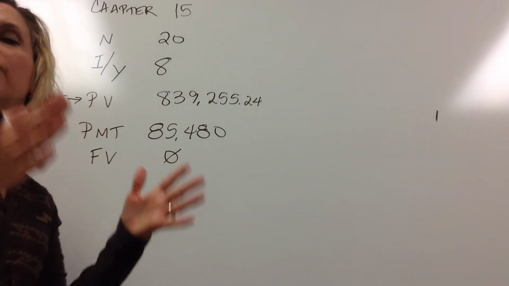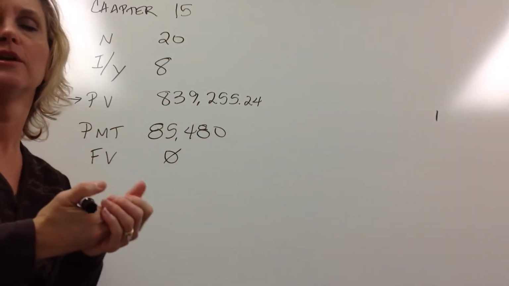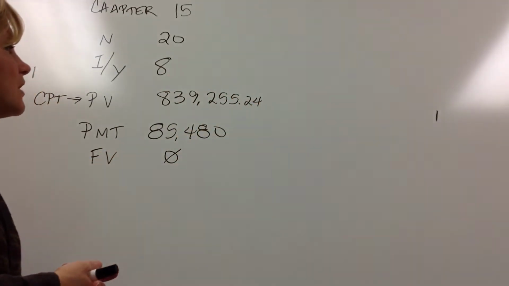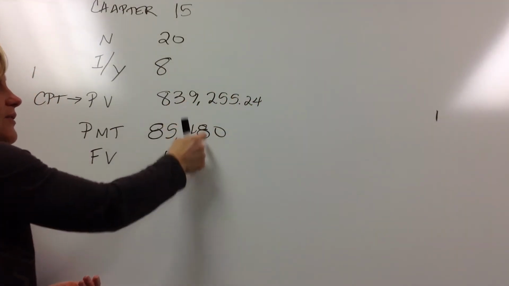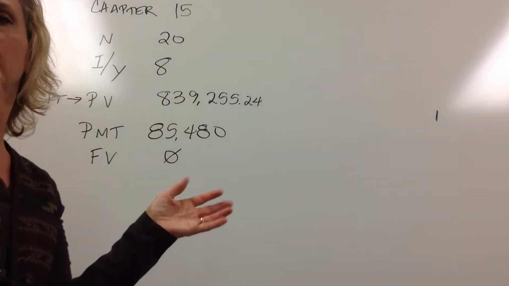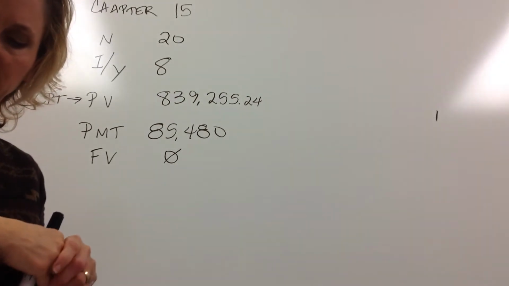That is how much the lottery would have to set aside the day that she won so that they would legally have the money to pay her. That money would be set aside from the rest of their earnings, and that would be earmarked for this particular winner. And then every year, $85,480 would come out of that amount, and at the end of 20 years, it would be 0. So that is the goal for that.